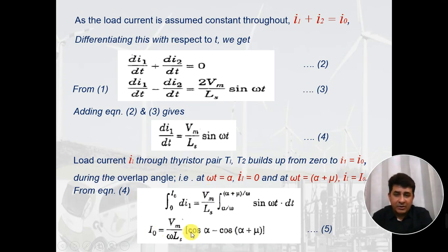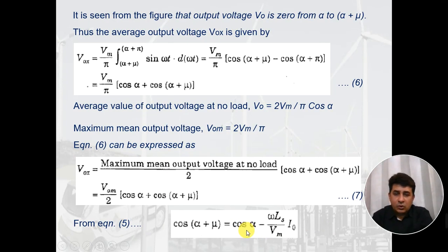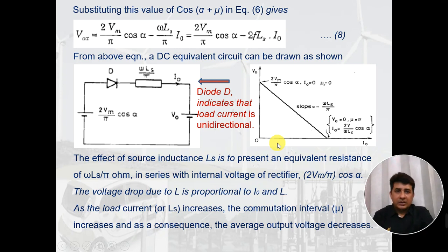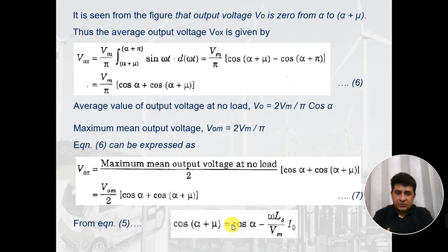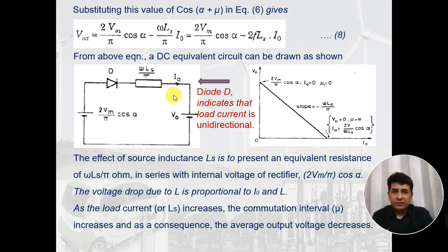This is equation number 5. Through this equation, let us try to get the value of cos alpha plus mu. From the previous equation 5, cos alpha plus mu is cos alpha minus omega Ls Vm upon this. Now if we substitute this value in the above equation, we get V output as 2 Vm by pi cos alpha minus omega Ls upon pi into I naught.